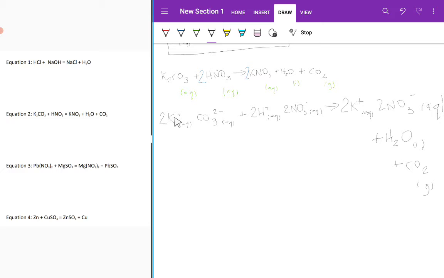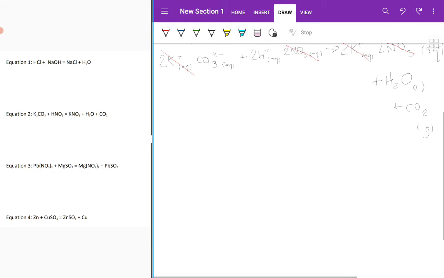We have K plus aqueous on the left, K plus aqueous on the right, so we cancel our K pluses. 2K plus aqueous, 2K plus aqueous, so we can get rid of those. We also have 2NO3 aqueous, 2NO3 aqueous, so we can remove those spectators. We have carbonate ion, CO3 2 minus on the left, but we have carbon dioxide gas on the right. We have H plus aqueous on the left, we have H2O liquid on the right, so we can't cancel those.